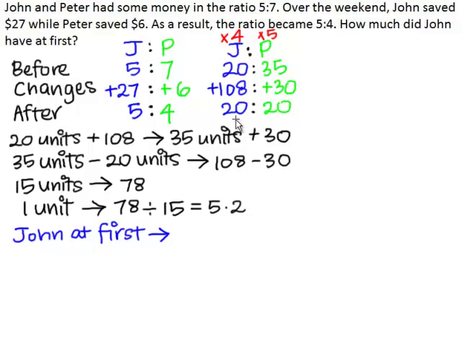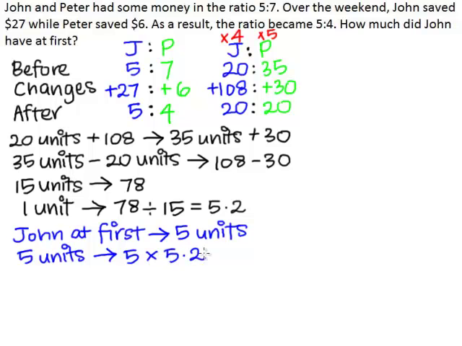So over here we see that the amount of money that John had at first is represented by 5 units. So over here we write in our working 5 units. And to find the value of 5 units, what we will do is take 5 and multiply by 5.2, which we have found to be the value of 1 unit. 5 times 5.2 will give us 26. And here we have found our answer. John had $26 at first.